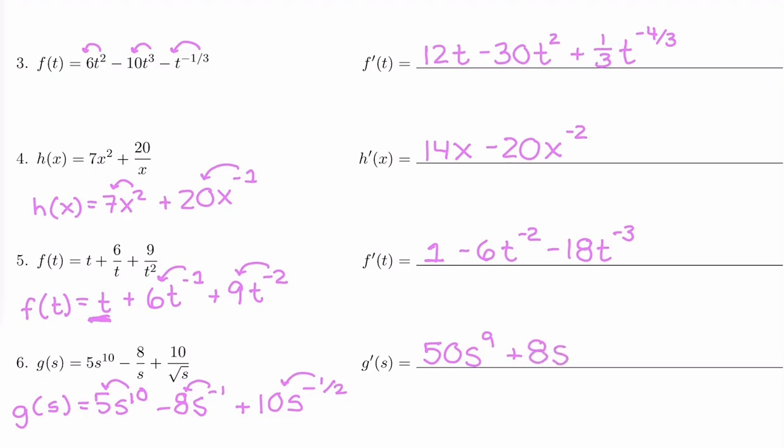S to the negative 1 minus 1 is negative 2. We have positive 10 times negative 1/2. Half of 10 is 5, so it's going to be a negative 5 when we do 10 times negative 1/2. And then we have s to the negative 1/2 minus 1, which is negative 3/2. So all of these were the same calculus rule, lots of bringing down the power and subtracting 1 for the new power. We just may have some rewriting to do before we can even take the derivative.